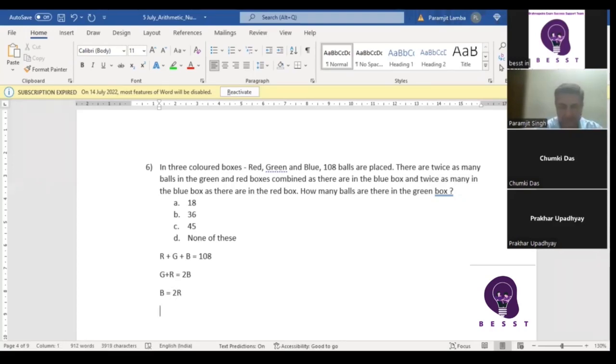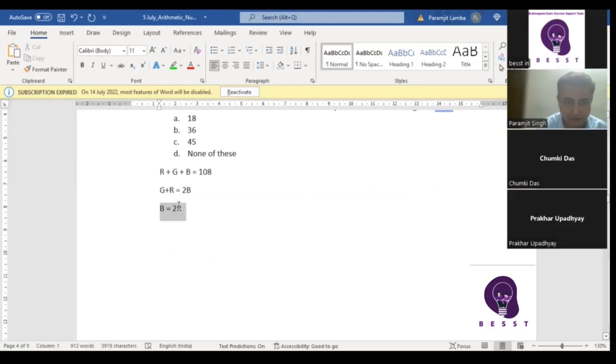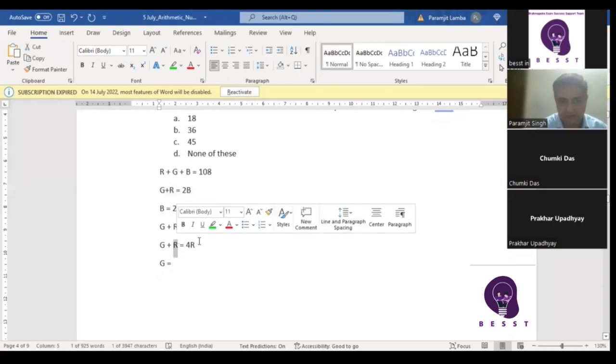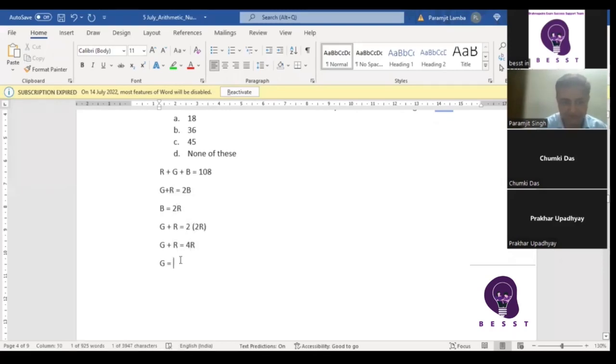Now how will you solve this? Put B equal to 2R in this equation, substitute the value of B and you will get green. Green plus red is equal to 2B, which is 4R. Green is equal to, we take this single R to the right side and subtract it from 4R, it becomes 3R. So green is equal to 3R and blue is equal to 2R.